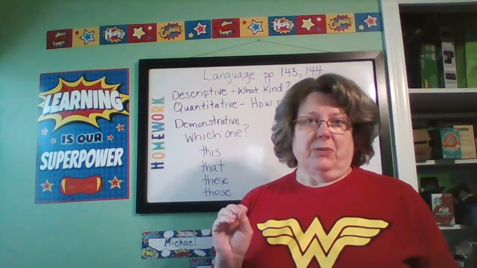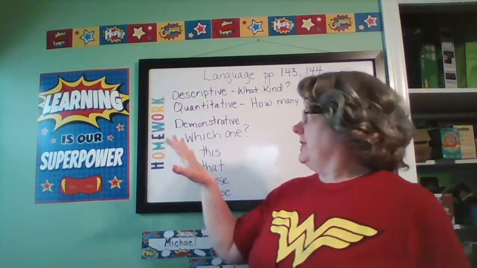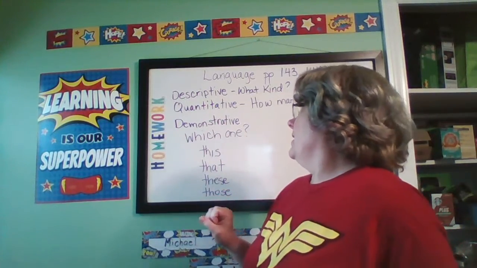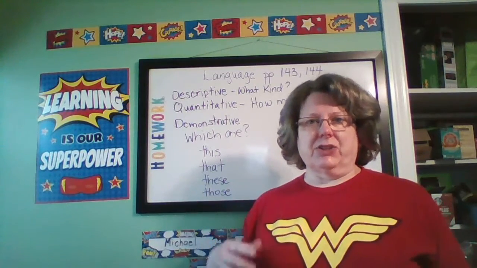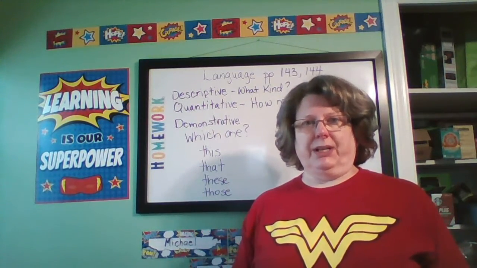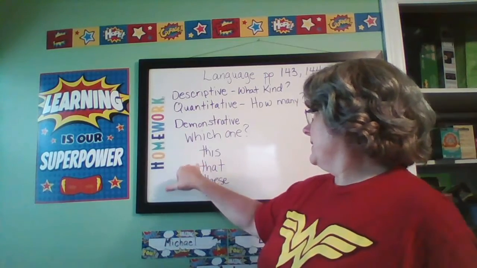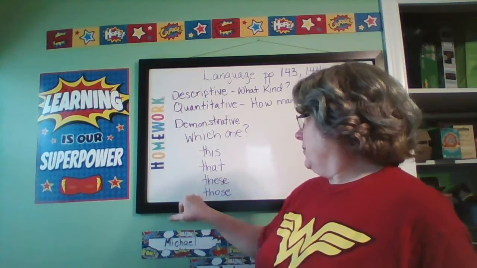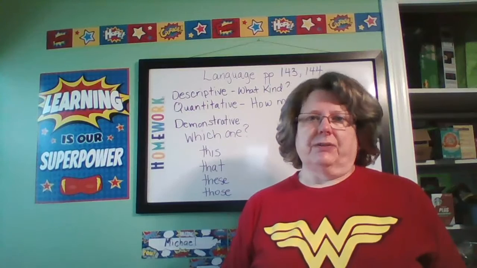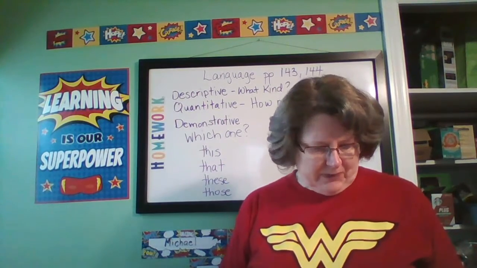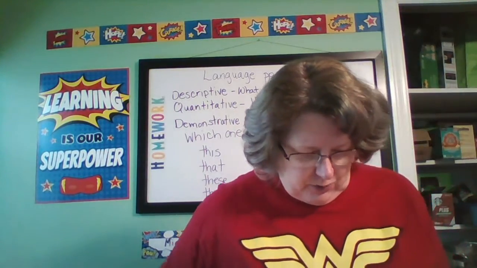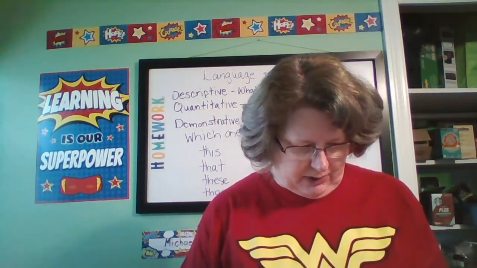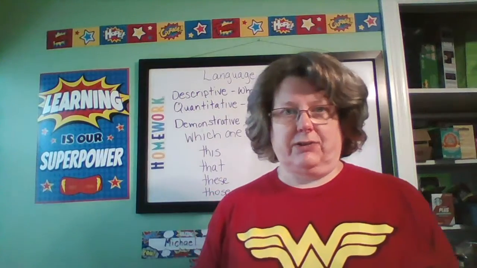The fancy name for these is demonstrative adjectives. They call them "which one" in your book. So it's an adjective that tells which one of something. So this, that, these, and those are examples of demonstrative adjectives. If you look at page 143, they give you a noun and then you need to give it an adjective.